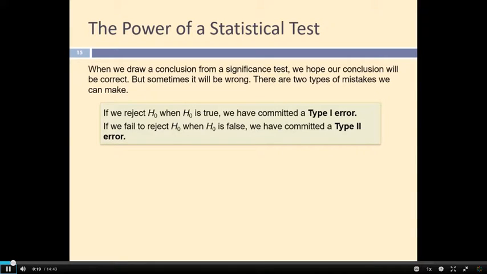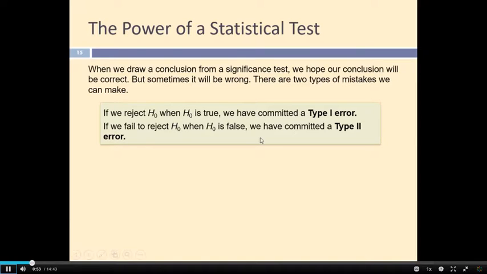If we reject the null hypothesis H sub naught when H sub naught is true, we have committed a type 1 error. That means, for example, if you look at a normal distribution and we are at a 5% significance level, then 5% of the time, even though the null hypothesis may be true, we're going to reject it 1 time out of 20. That's 5%. So the probability of a type 1 error is 5%.